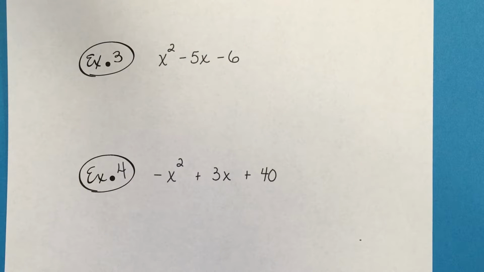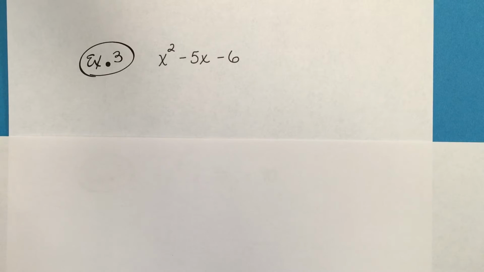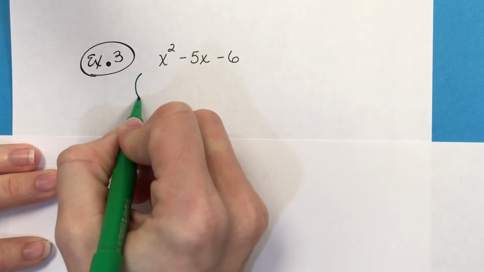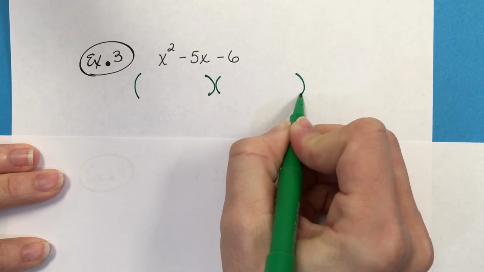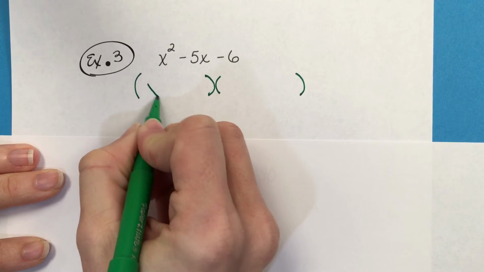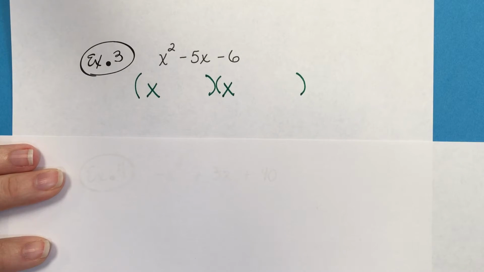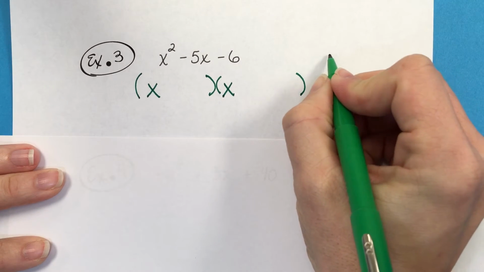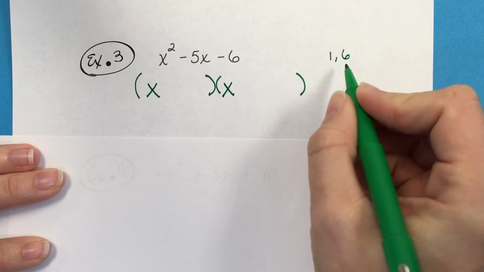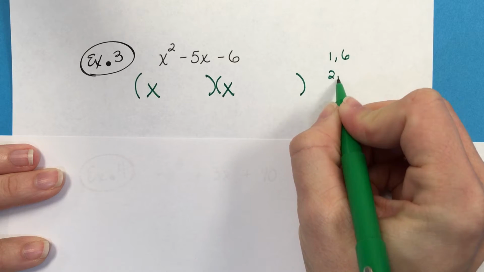Now, this one's actually a little bit tricky if you're not paying attention to the rule about your signs, and certain combinations of numbers can be tricky sometimes. Okay, so let's start with our two sets of parentheses. Again, the first term is x squared, so that's going to have to be x times x. Now, the different ways to multiply and get 6, I would have, of course, 1 times 6, and I also have 2 times 3.